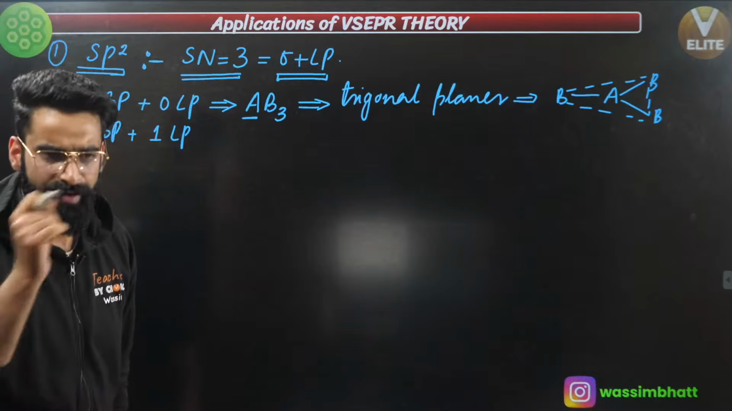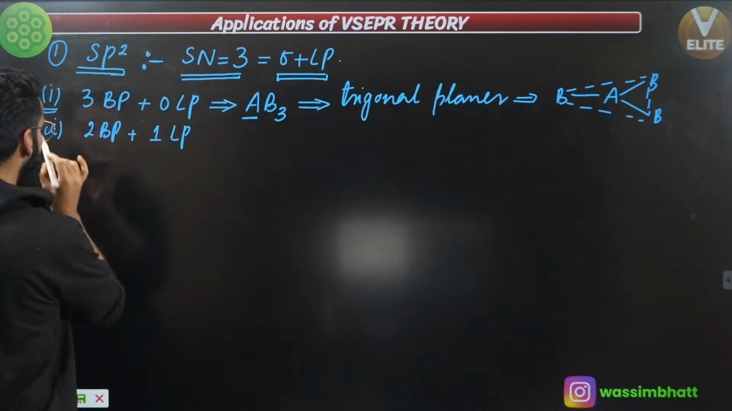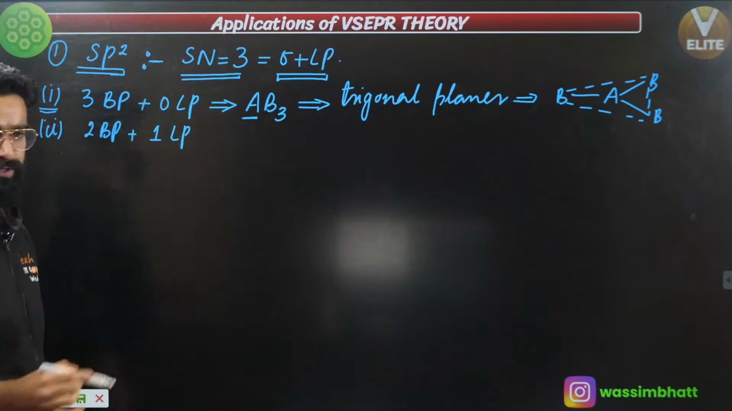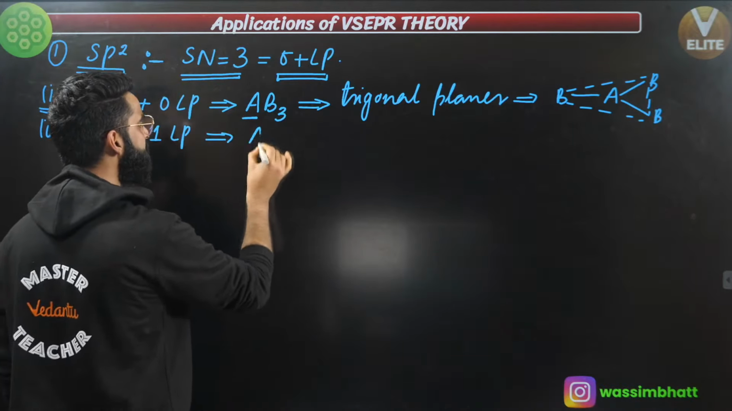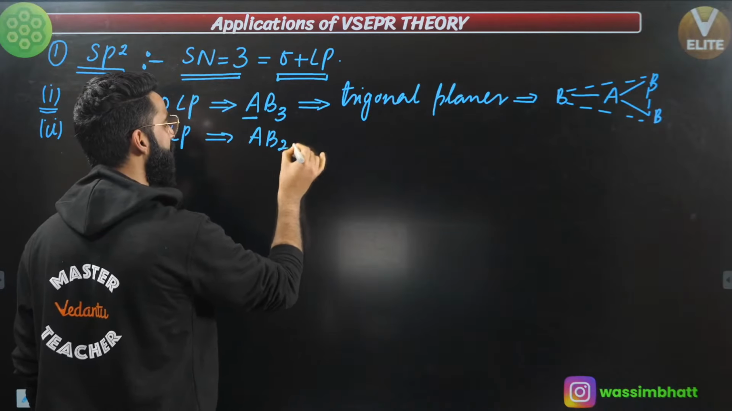Now we will understand. I have got a molecule in which there are 2 bond pairs and 1 lone pair, right? So how do I represent it? I'm representing this molecule as AB2L, right?